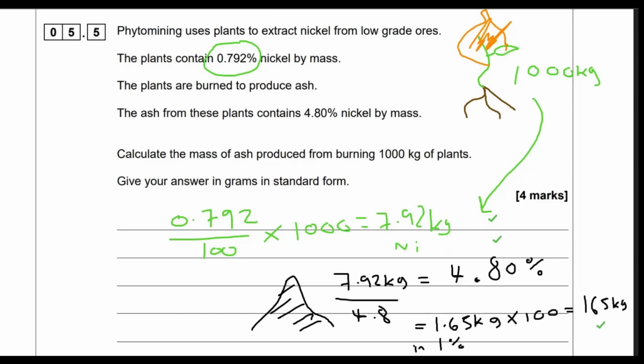But look what the answer said here. We had give your answer in grams in standard form. So that's a little bit of a bummer. Right, kilo means 1,000 grams. So I need to times by 1,000, and that is going to get us 165,000 grams. But it wants the answer in standard form. Of course it does. So standard form is when you do this.